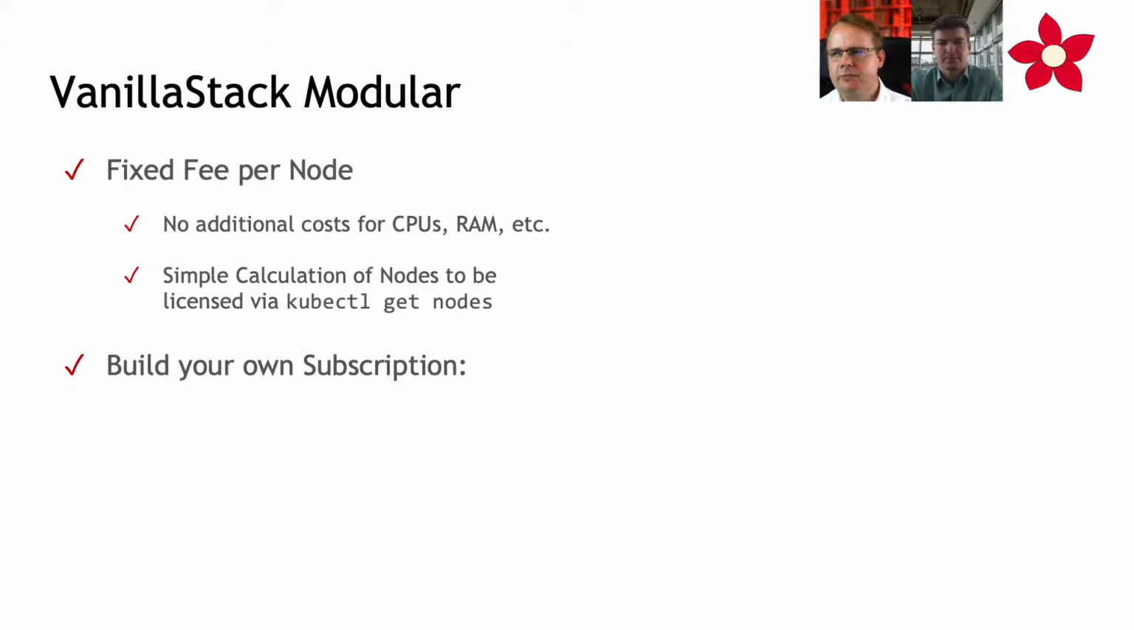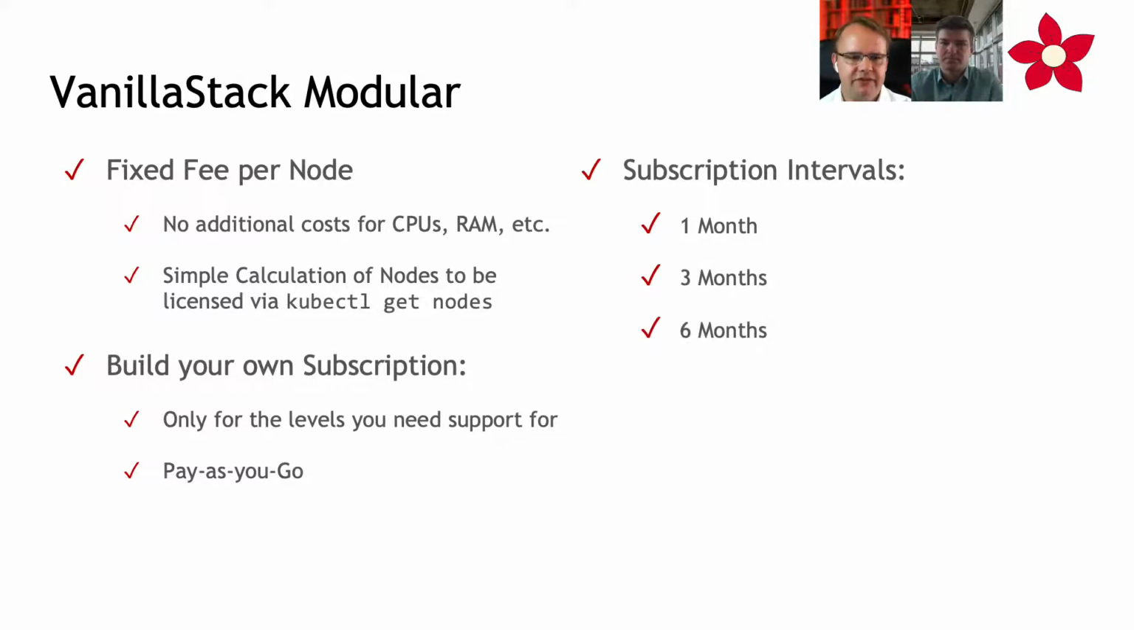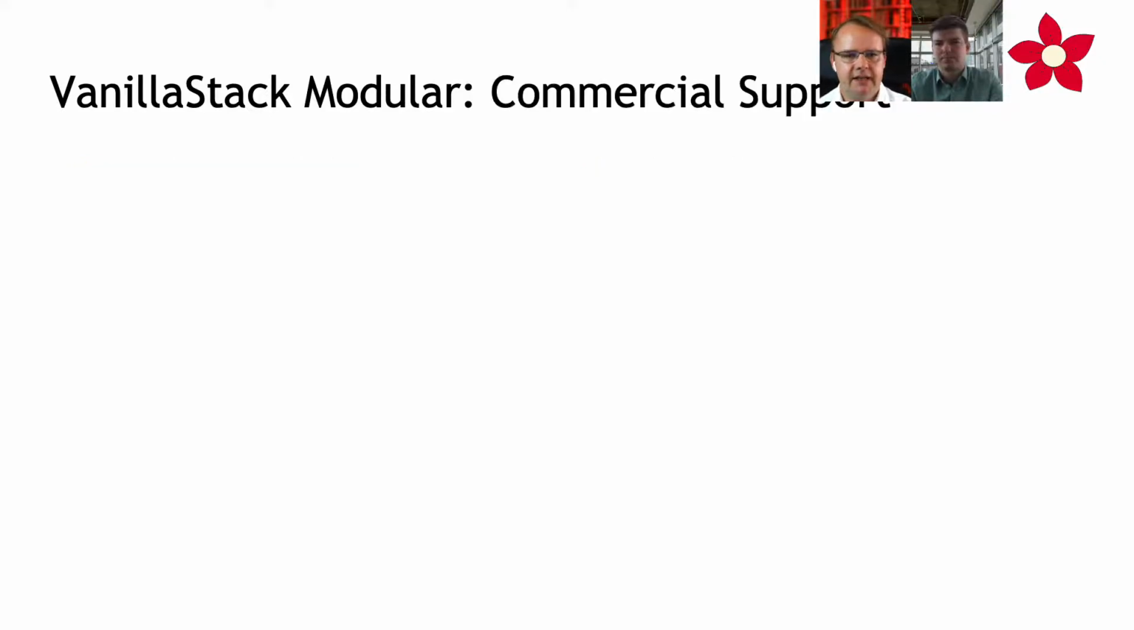Here, the idea is to build your own subscription only for the levels you need support for. So if you just need support for Kubernetes, you just need to ask for support for Kubernetes. It's a pay-as-you-go solution, so you can have a very short subscription interval. It's basically the idea behind cloud. The shortest subscription interval is 1 month. Then we offer 3 months, 6 months, 12 months, and so on. You always have your commercial support in there, 24/7 SLAs, and off you go.